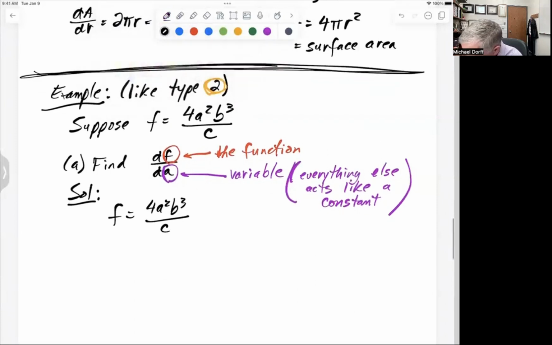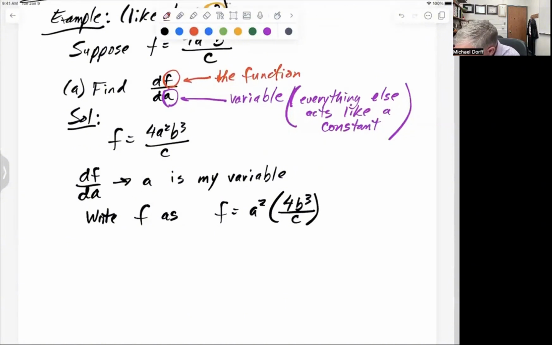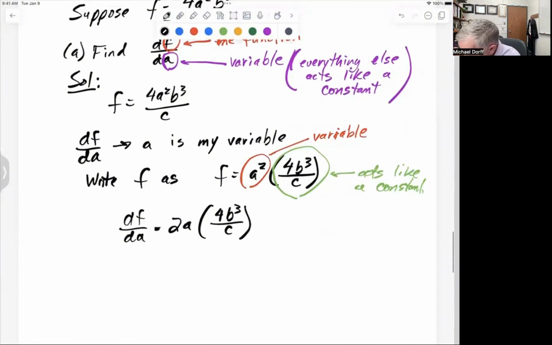Because I'm doing df/da, a is my variable for this problem. So I'm going to write f equals a squared. I'm going to pull the a out with this exponent and then put everything else in this parentheses here. Again, this is going to be a variable and this part acts like a constant. Then for df/da, I just take the derivative of a squared, what I have circled in red, and that's 2a, and I don't do anything to what's circled in green because that acts like a constant.